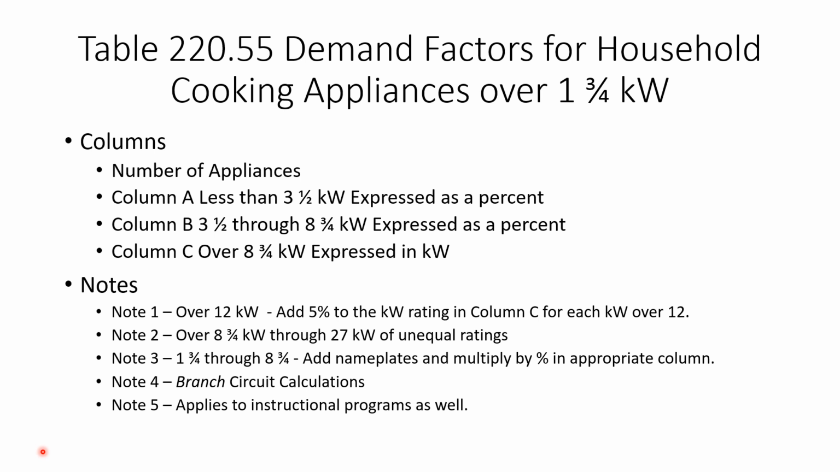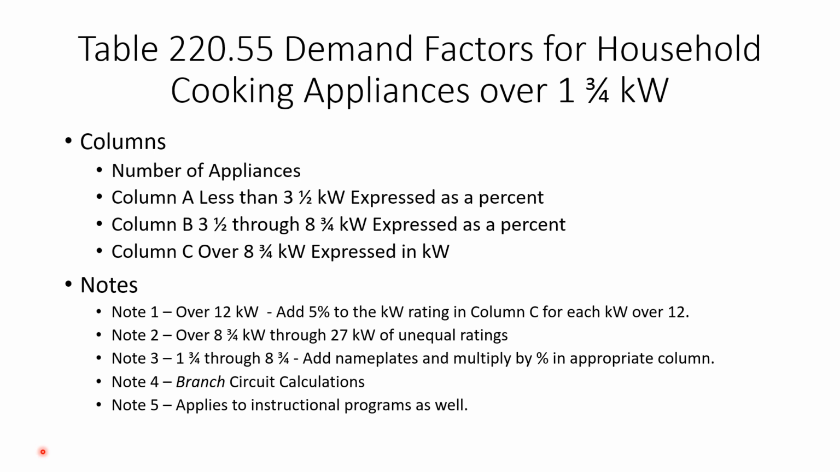And the first thing we need to look at, and by the way, this is in the 2020 code, on page 70-78, 220.55. If for some reason you're hearing this video and it's not on that page or it's not this exact table, I doubt seriously these numbers have changed. The 2017 is the same, and I imagine when it gets to the 2023 that this will change. But either way, for the 2020 code, it's table 220.55, demand factors for household cooking appliances over 1 3/4 kilowatts.